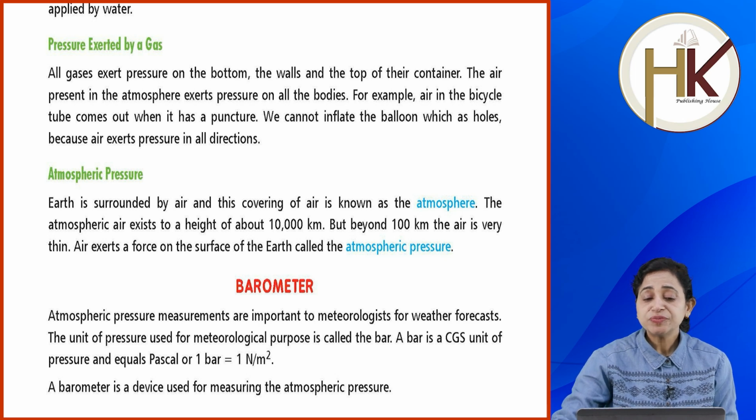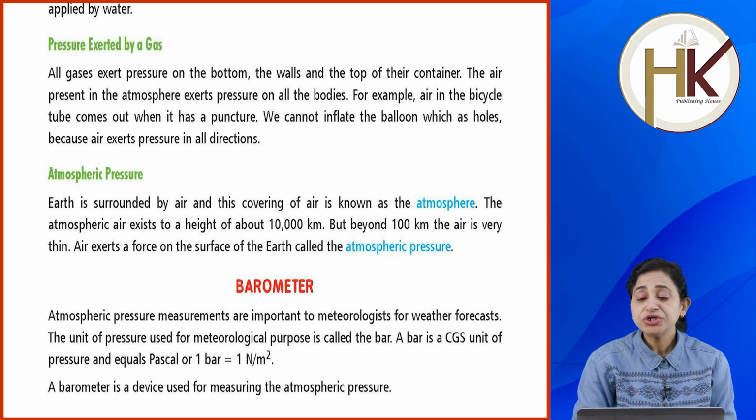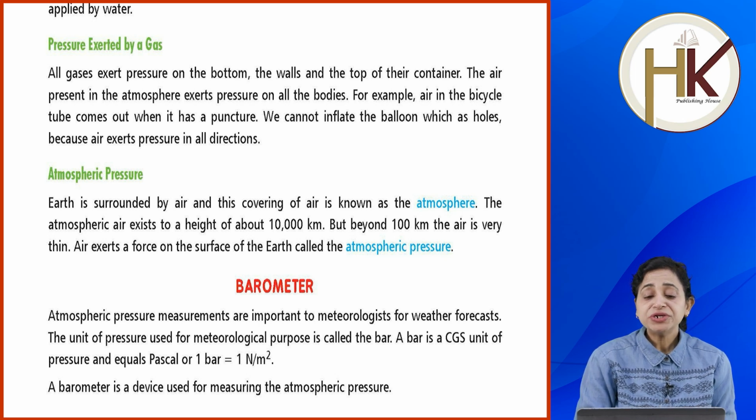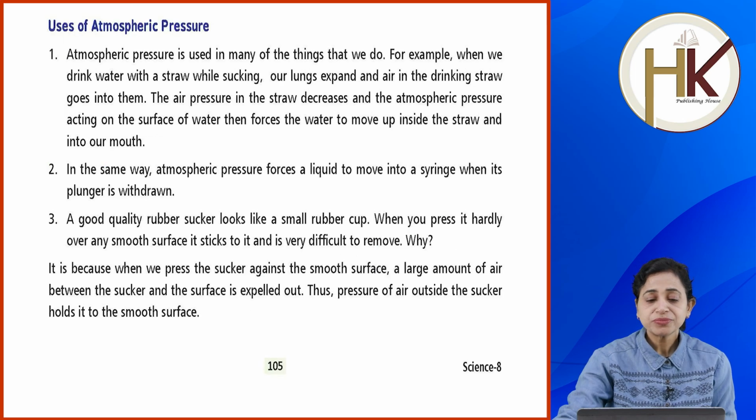Barometer. Atmospheric pressure measurements are important to meteorologists for weather forecasts. The unit of pressure used for meteorological purposes is called the bar. A bar is a CGS unit of pressure and equals 10^5 Pascal. 1 bar is equal to 1 N/m square. A barometer is a device used for measuring the atmospheric pressure.